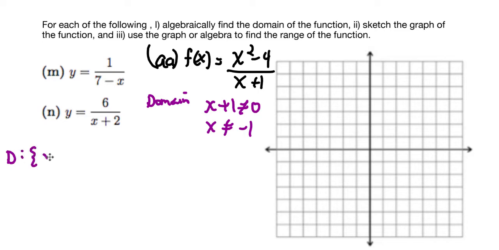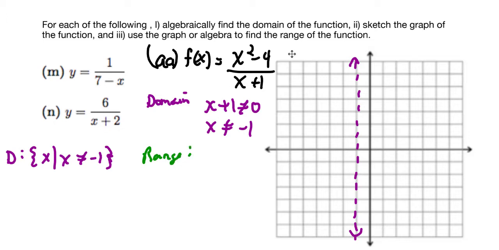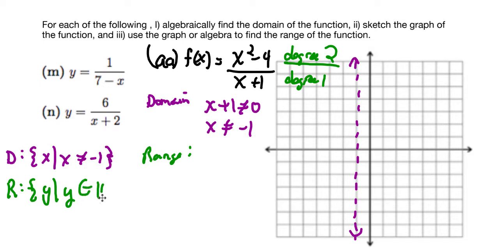So my domain is x such that x is not equal to -1, and that means at -1, I have a vertical asymptote. To figure out my range, I look at the degree of the top and the degree of the bottom. So I have x squared minus 4 on the top of my fraction, so that is a degree 2 equation. On bottom, I have x plus 1, so that's a degree 1 equation. Since my degree on top is greater than my degree on bottom, we have all real numbers for our range.